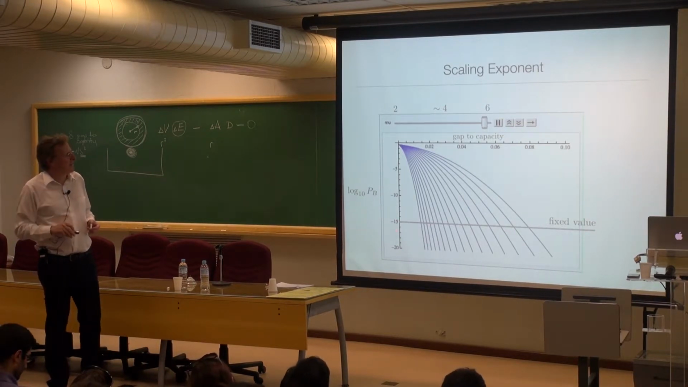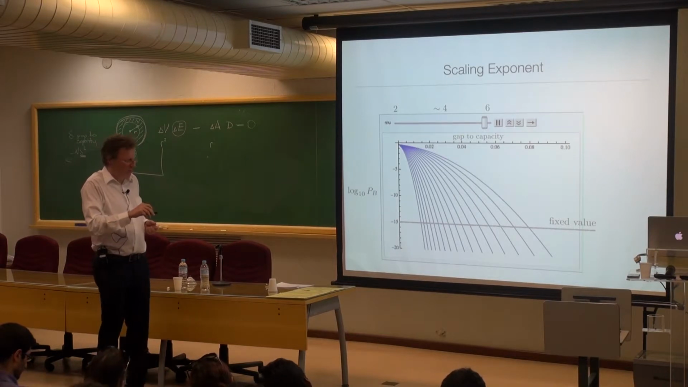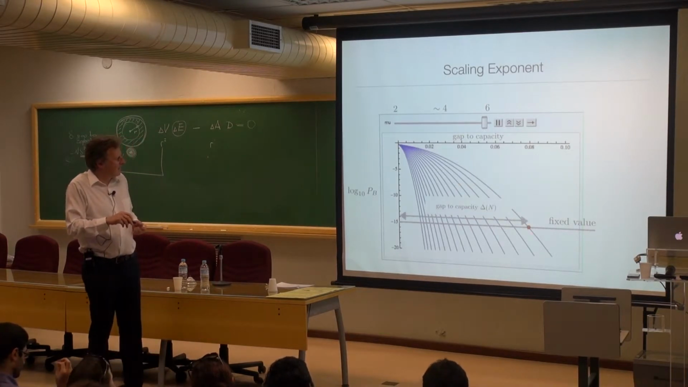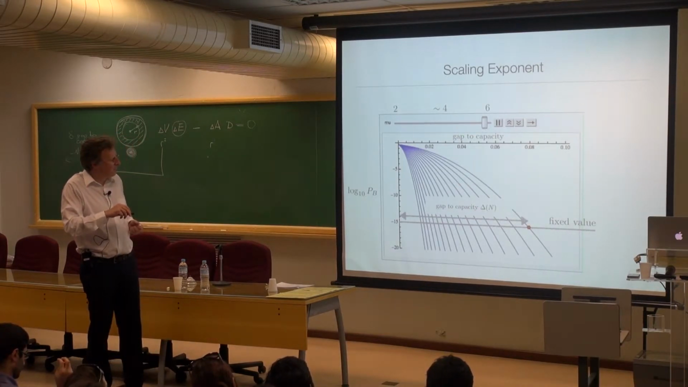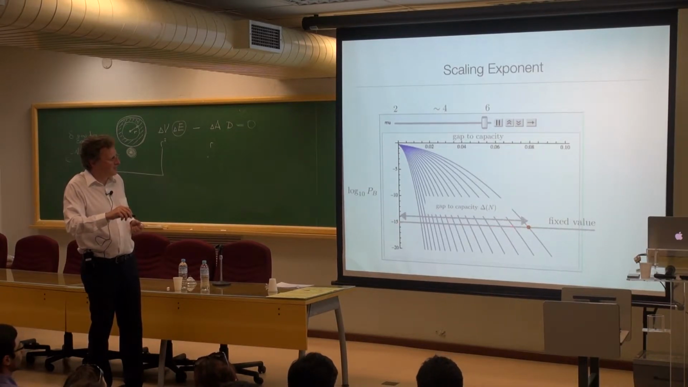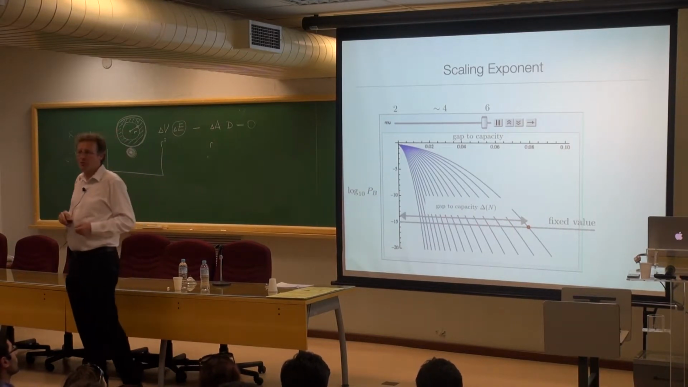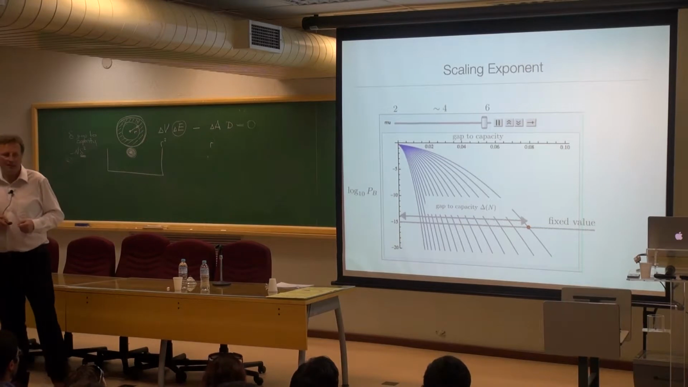Now, it turns out that what you're interested in is exactly this gap to capacity as a function of n. So you're fixing a particular probability of error. You're taking the horizontal line here, whatever this probability of error is, and you're measuring how fast these points, as a function of n, approach the threshold. So that's this finite length scaling.